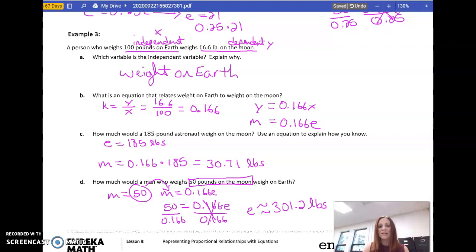So again, in all the examples we've done, when you write your equation, you're able to fill in the information and then figure out other things based on it being proportional.